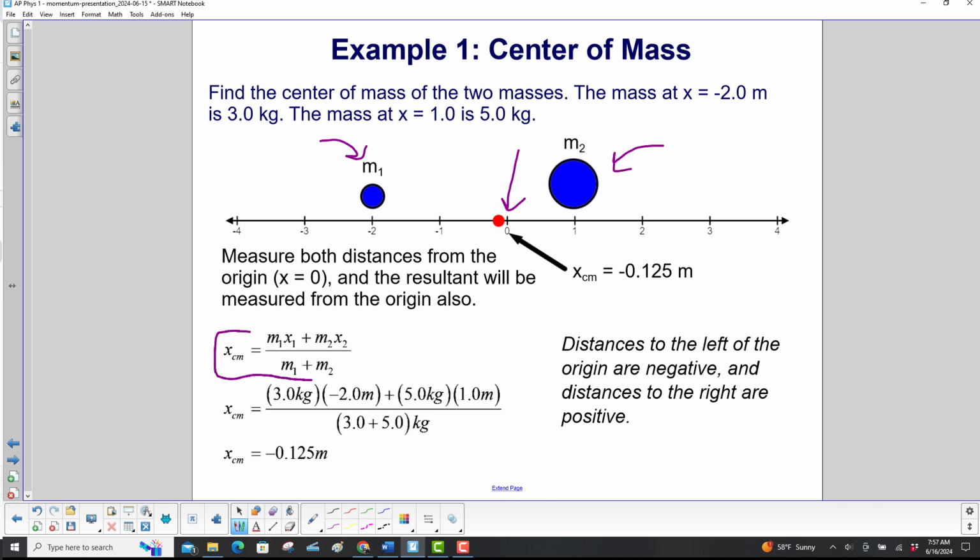So our x center of mass is m1x1 plus m2x2 divided by the sum of the masses, m1 plus m2. So we have 3 kilograms for the first mass, and since distances to the left of the origin are negative and distances to the right are positive, we get a negative 2 meters here, and for the 5 kilogram mass, we get a positive 1 meter. Carry out the math, and we get x center of mass is minus 0.125, and that's this red dot right over here.